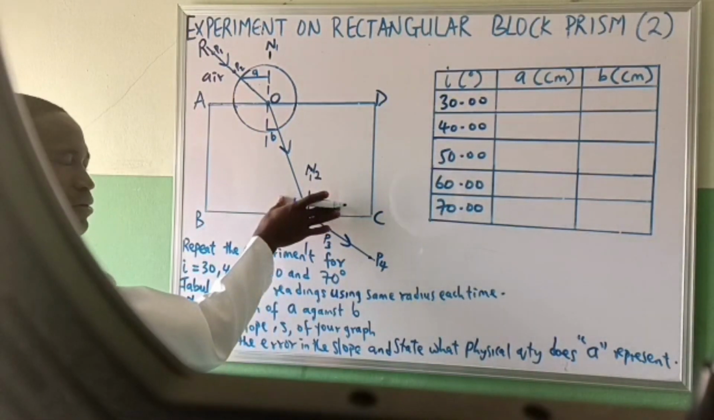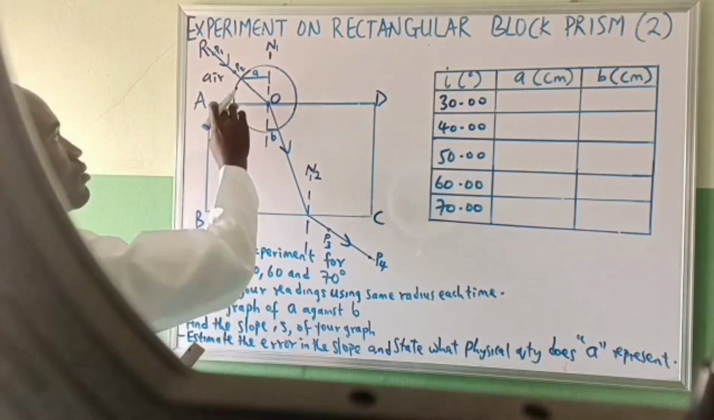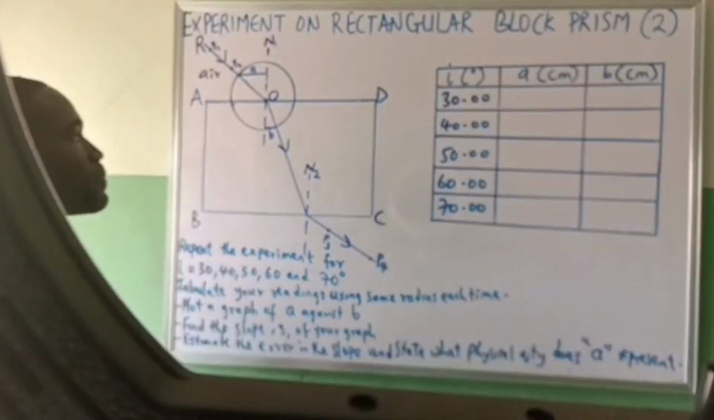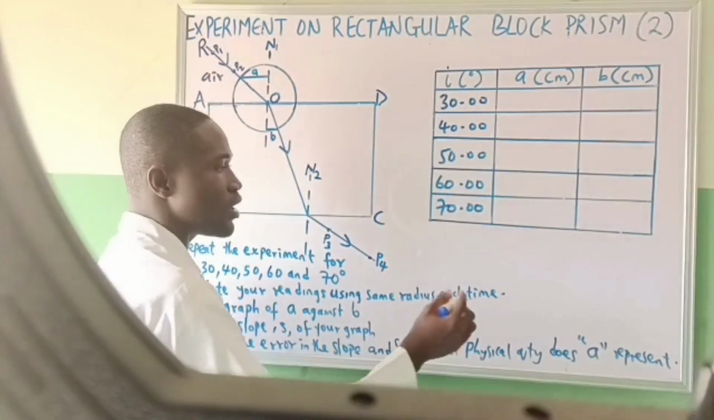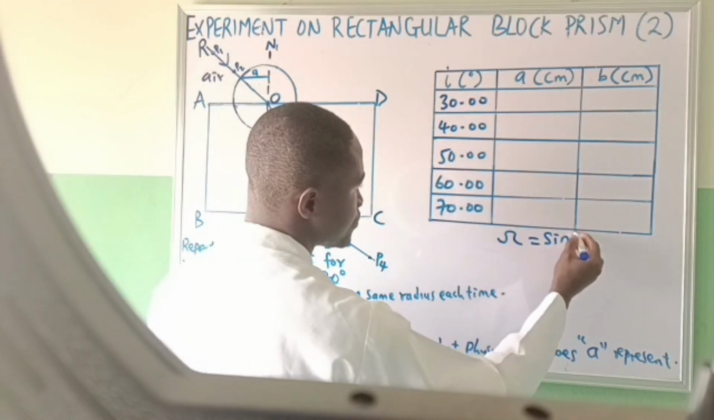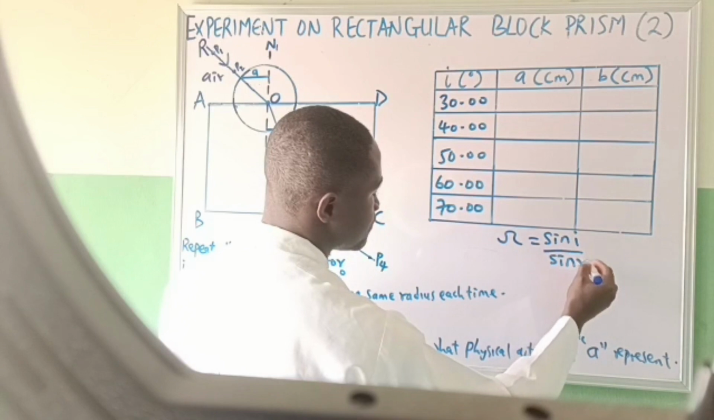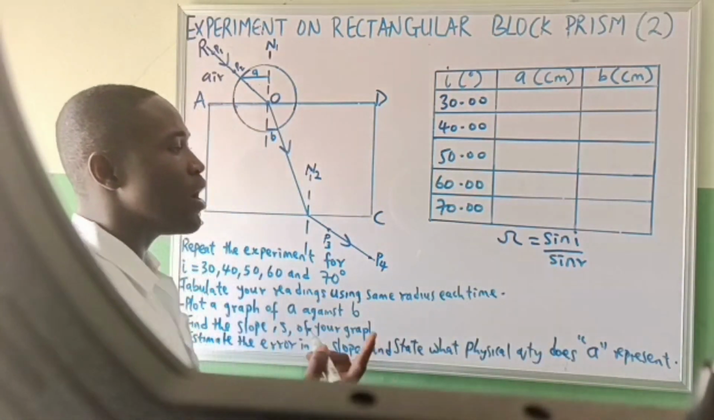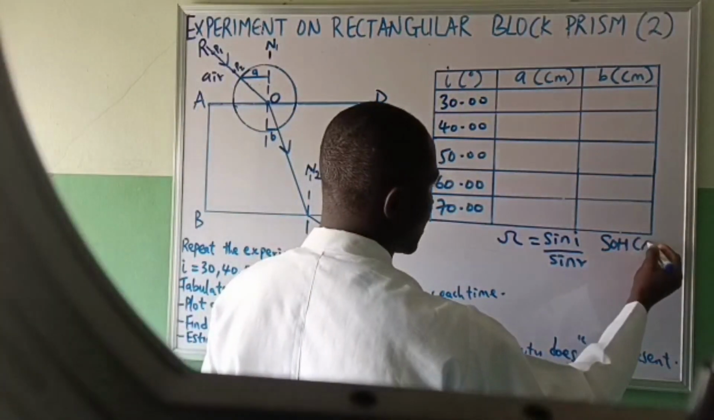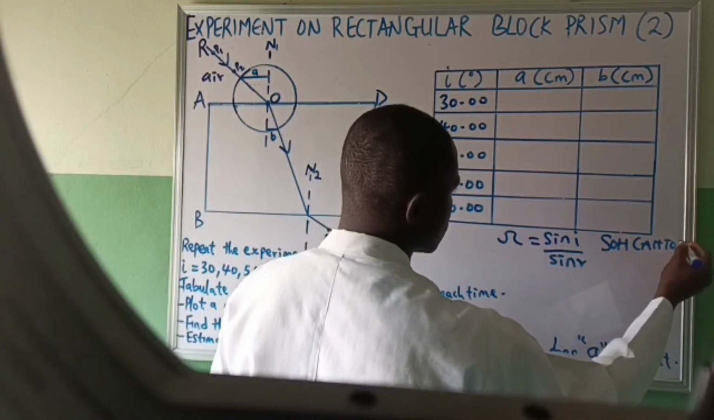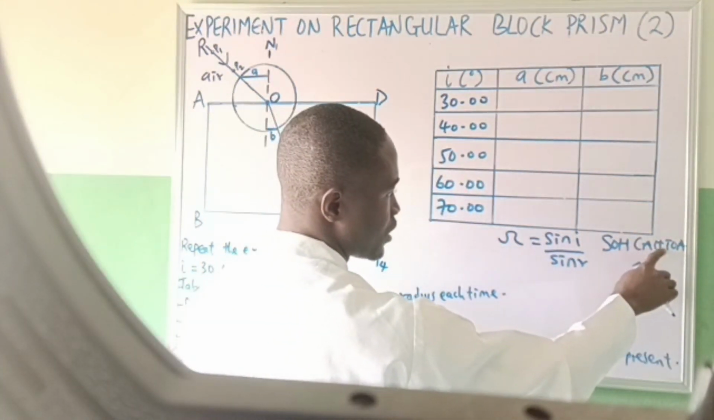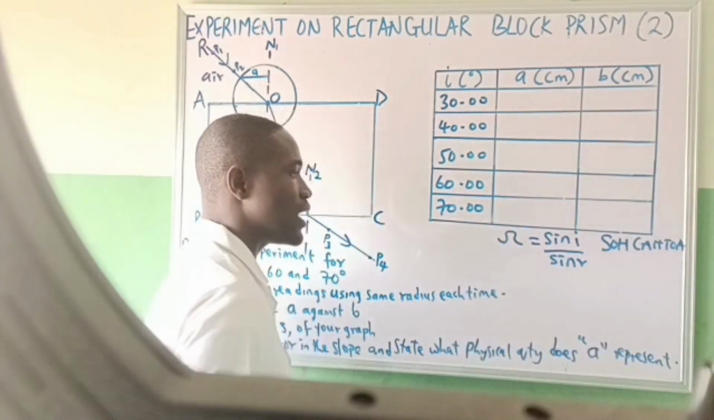This is the rectangular block prism, and look at the circle made on it with a radius. Now, what we do first is recall Snell's law, which says that the refractive index is sine i over sine r. We also have to recall SOHCAHTOA: sine equals opposite over hypotenuse, cos equals adjacent over hypotenuse, tan equals opposite over adjacent.